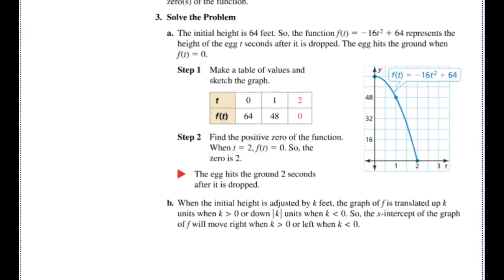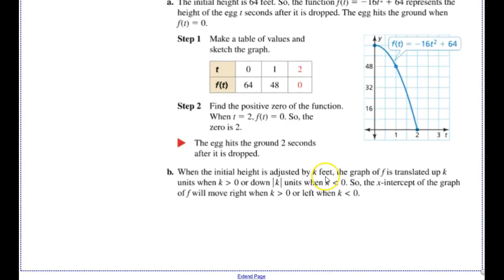So now for part B, when the initial height is adjusted by k feet, the graph is moved. So I think about this as if I then stand on a ladder on top of the building, right? My initial height is a little bit higher. So I have my k is a little bit more positive here. So if I translate this entire graph up, my 0 is going to be a little bit after 2.